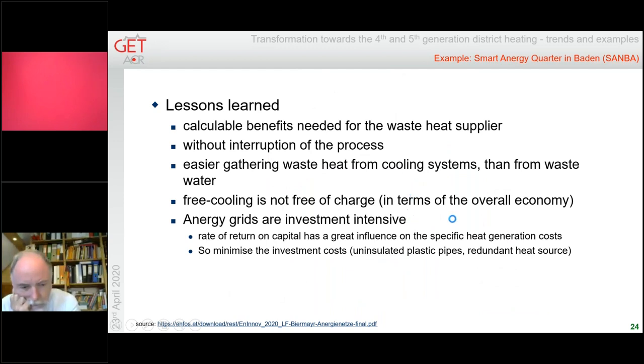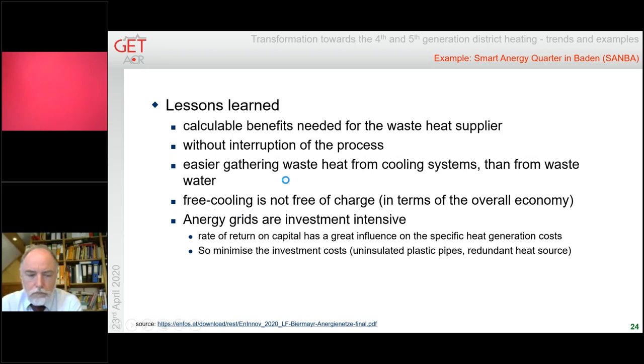So what are the lessons they have learned? They said they need some financial benefits for the waste heat supplier that they are interested in connecting. It is also important for them that you are not interrupting their industrial process, so you need to take care and lower the risk on that. They also said it's easier getting waste heat from cooling systems than from wastewater because of the lower effort on the operating costs. It is also important that free cooling is not free of charge, because they said we need to operate our grid, and that's why we also need to get some income out of that.